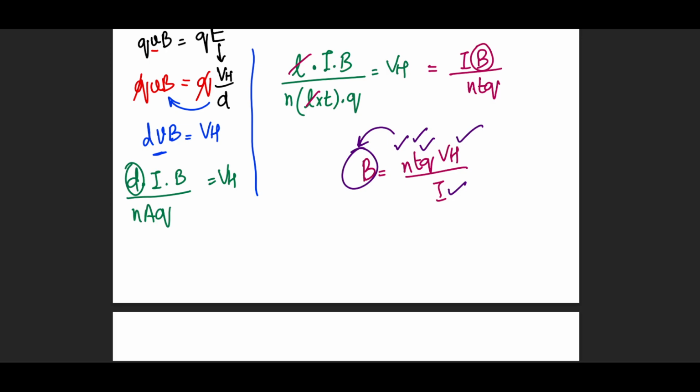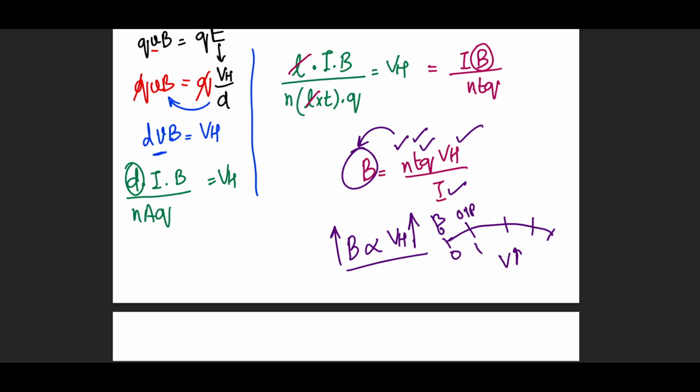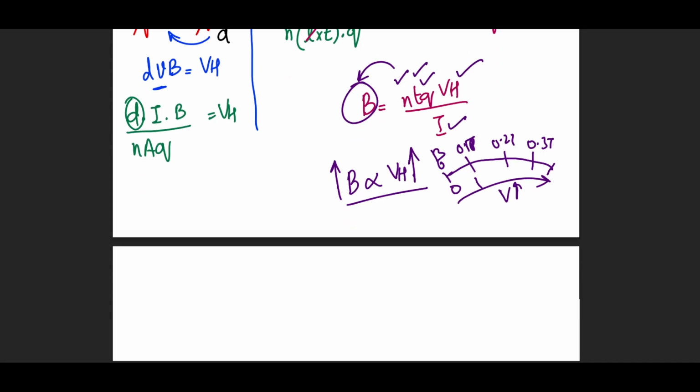Okay, so what's the end goal over here? The magnetic flux density is proportional to the Hall voltage. If the Hall probe is placed somewhere where the magnetic field is stronger, the Hall voltage will be higher, which can be calibrated on a simple scale of a voltmeter. If the voltage is 0, the magnetic flux is 0; if the voltage is 1, probably that is 0.1 Tesla, and this is, let's say, 0.2 Tesla, 0.3 Tesla. So a voltmeter will be calibrated to show the magnetic flux density.